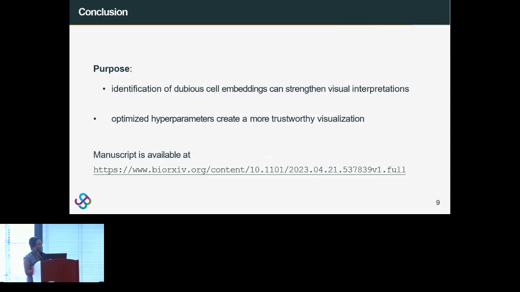Our manuscript is currently available in bioRxiv and is under peer review at Nature Communications. We have more dataset examples. We also compare with some competing algorithms.